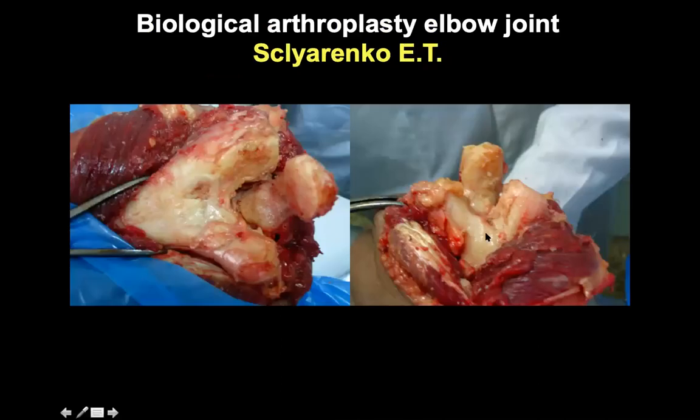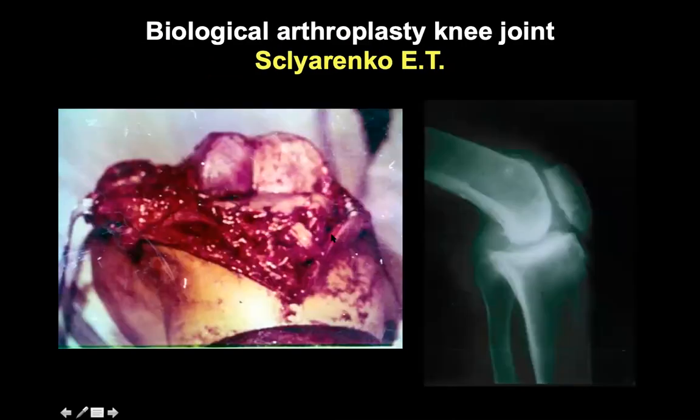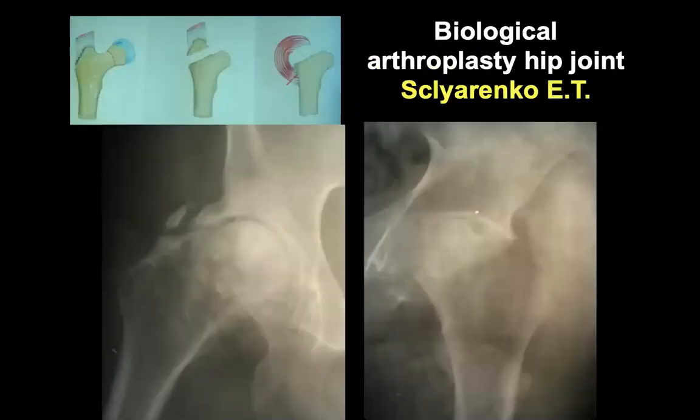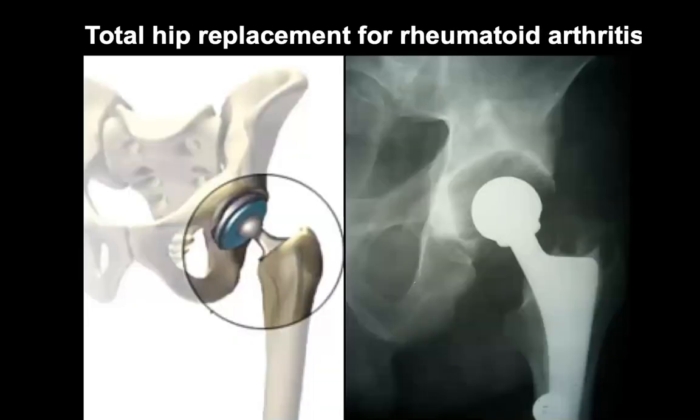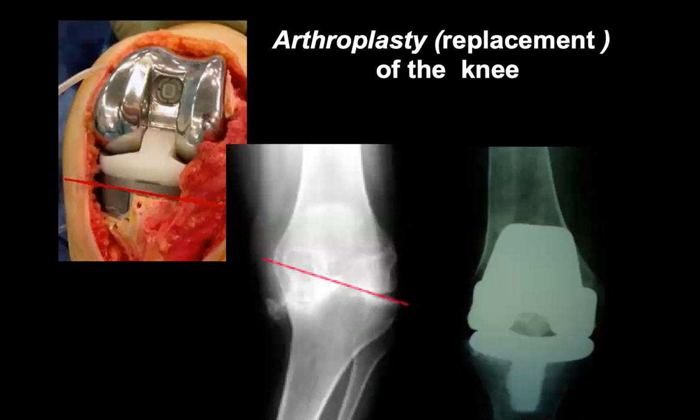And these are cases of biological arthroplasty of the elbow, knee, and arthroplasty of the hip. And total hip replacement is used when you have cold arthritis, when the rheumatoid attack is on a very low side. And a case of arthroplasty of the knee.